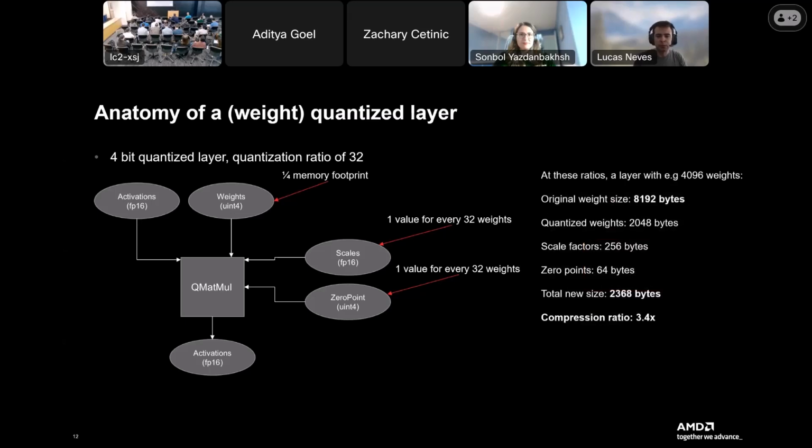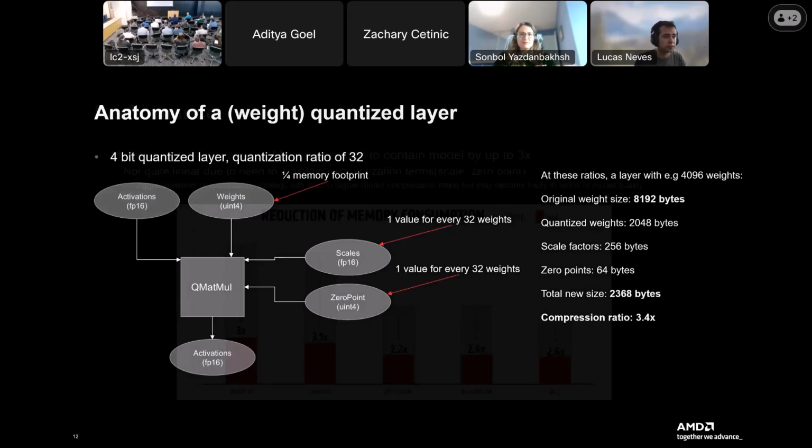As an example of the compression we can get, take a GEMM weight with 4096 weights. If the original was 8 kilobytes and you quantize it, your original weight has now dropped to 2 kilobytes. With 1 scale per 32, you end up with only 256 bytes of scales and 64 bytes of zero points. So the total overall size is less than 3 kilobytes, which leads to a compression ratio of about 3.4. And this leads to huge improvements in runtime performance and memory cost when running these in inference.